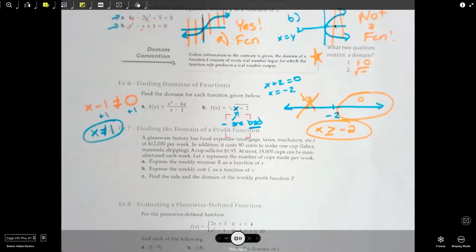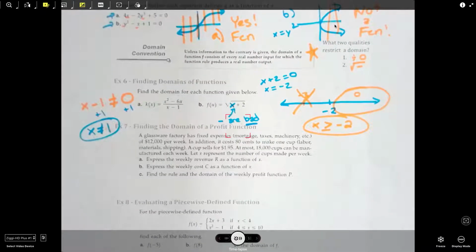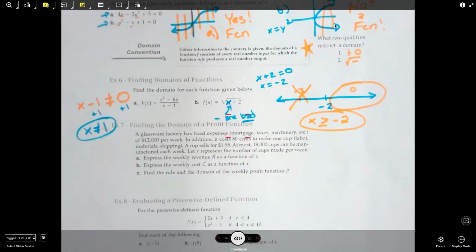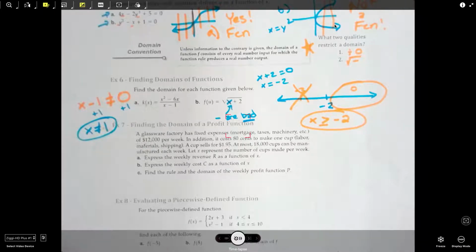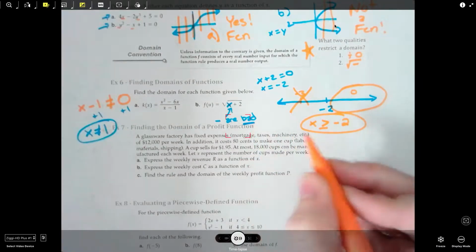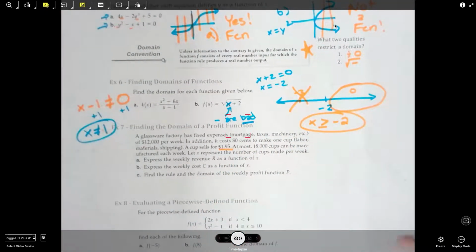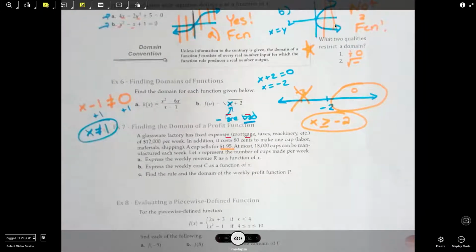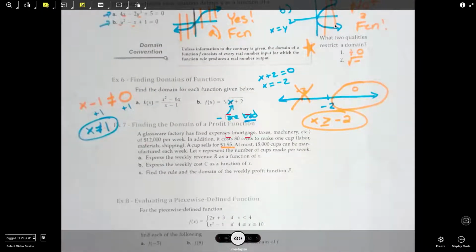So how much money I'm making is a function of x. So we don't have to worry about the $12,000 expenses per week. That's going to be part B. So revenue, things that are making me money, is $1.95. And then, let's see, 18,000 cups can be manufactured. So basically all that's making me revenue is the number of cups that I'm selling. And it is $1.95. How do I do that?